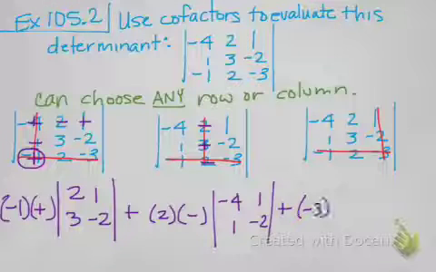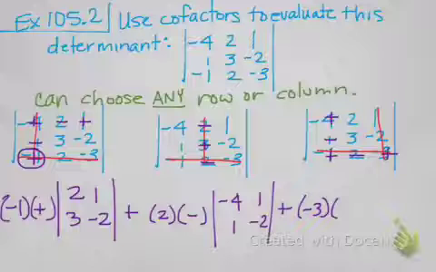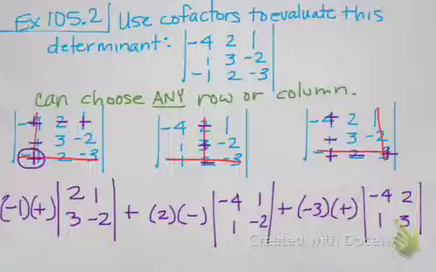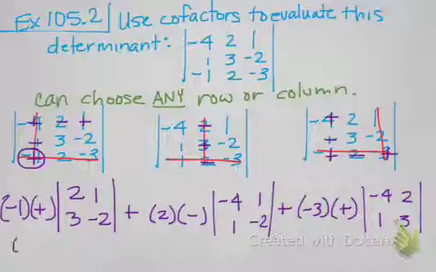And then lastly, we have a negative 3. The sign is going to be positive, and then we write the minor, the determinant, which is negative 4, 2, 1, and 3. So now we just have to do arithmetic to solve this.